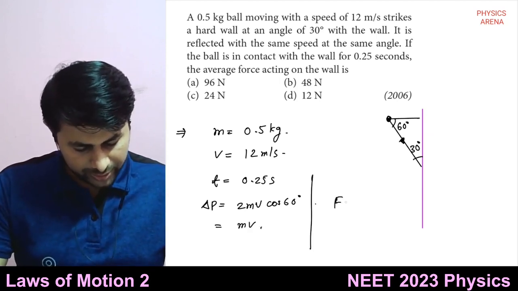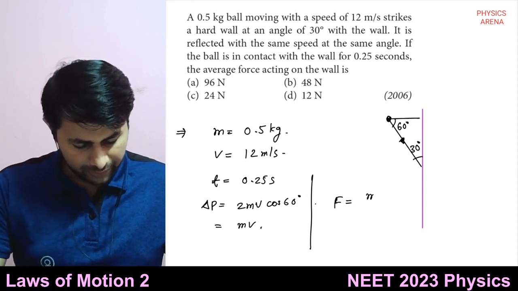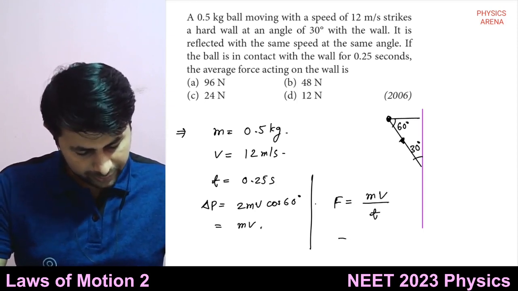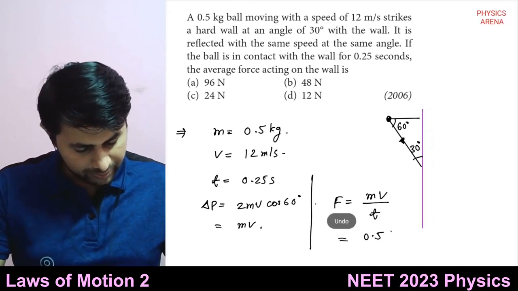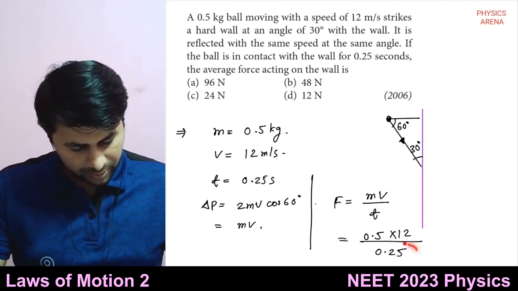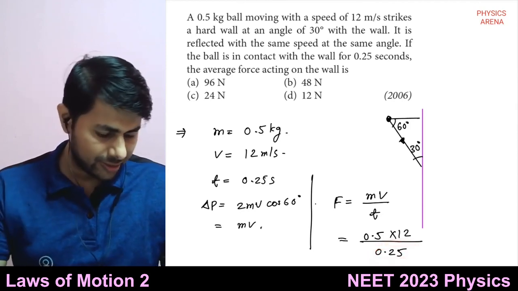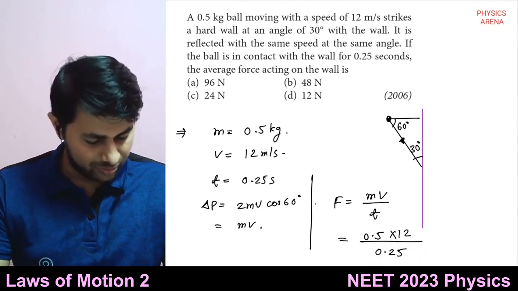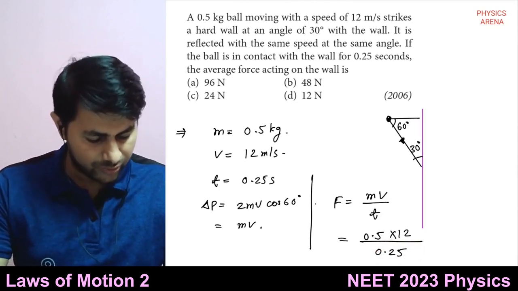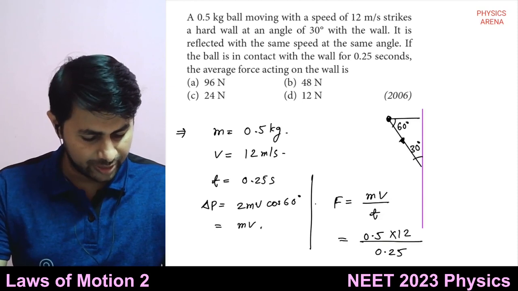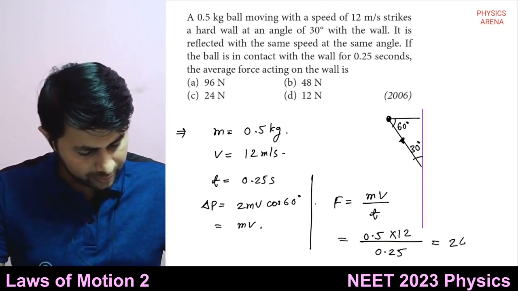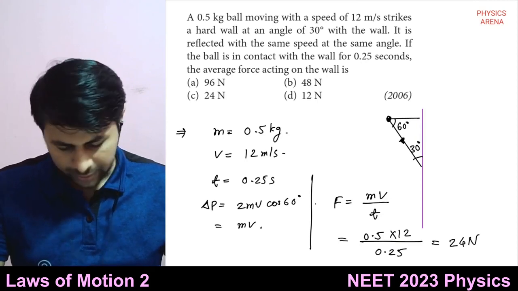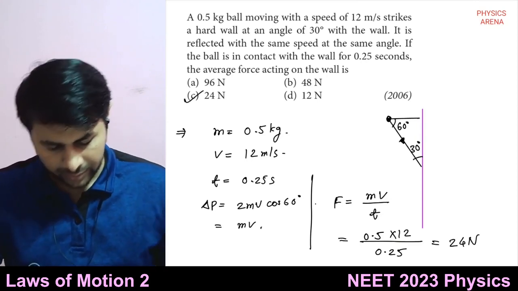So how much is force? Force is equal to mv divided by time. The mass is 0.5, multiplied by 12, divided by time 0.25. So 0.25 in the denominator means 4 in the numerator. 4 times 12 is 48, 48 multiplied by 0.5 is 24. That is the answer. Option C is the answer.